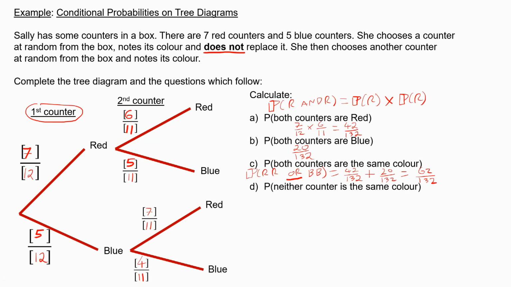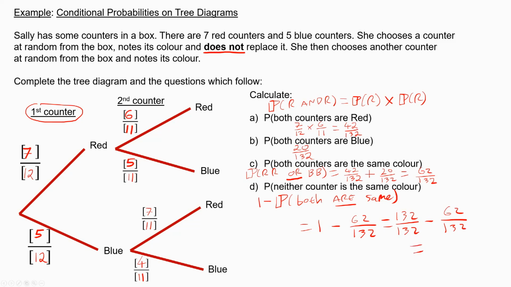Finally, the probability that neither counter is the same colour is just 1 minus the probability that both are the same colour. This is just 1 minus 62 over 132. 1 is 132 out of 132, so we have 132 out of 132, take away 62 out of 132. This gives us 70 out of 132.